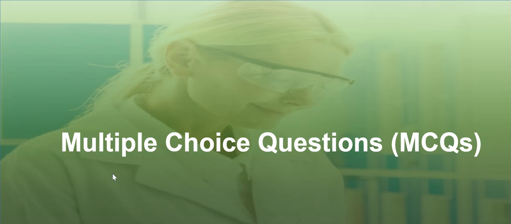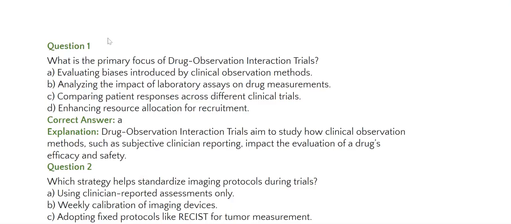Next, we will revise what we have covered through this lecture through some MCQs, or multiple choice questions. Question 1. What is the primary focus of drug observation interaction trials? Is it A, evaluating biases introduced by clinical observation methods, B, analyzing the impact of laboratory assays on drug measurements, C, comparing patient responses across different clinical trials, or D, enhancing resource allocation for recruitment?